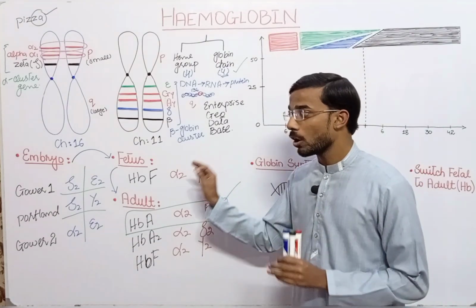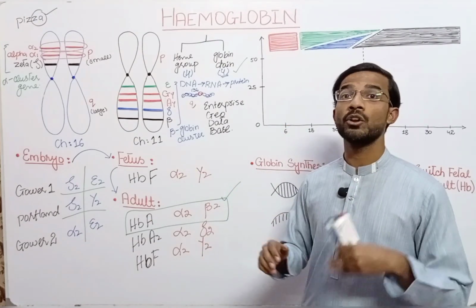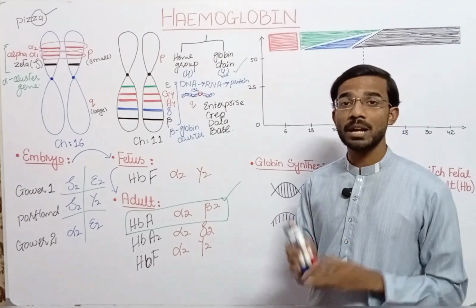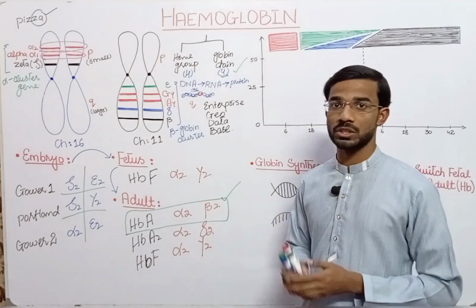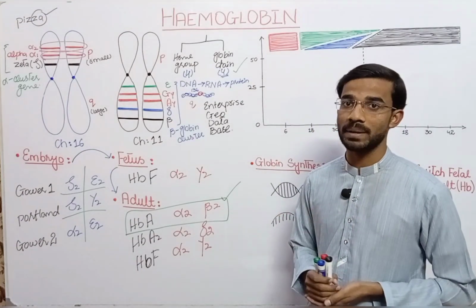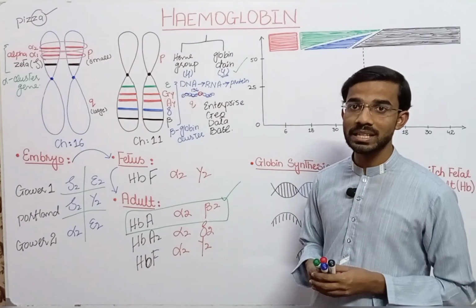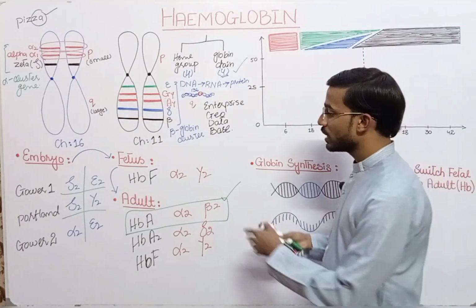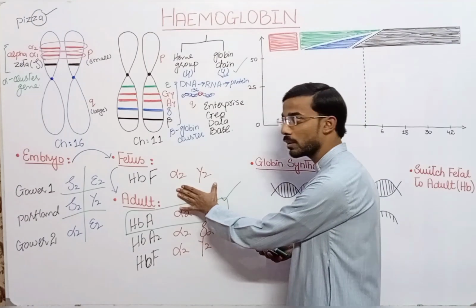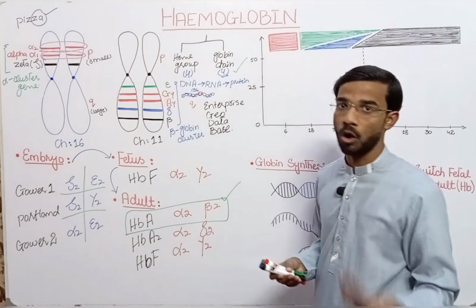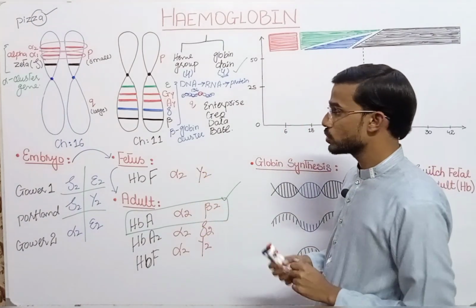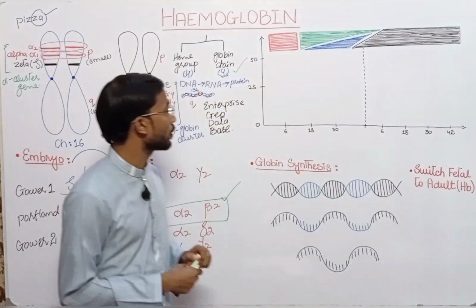And this is the normal hemoglobin. There are a lot of other hemoglobins which are present, but in abnormal situations, like hemoglobin S, which is present in sickle cell anemia. So these are basically the normal hemoglobins which are present in normal individuals. So next we will move forward.